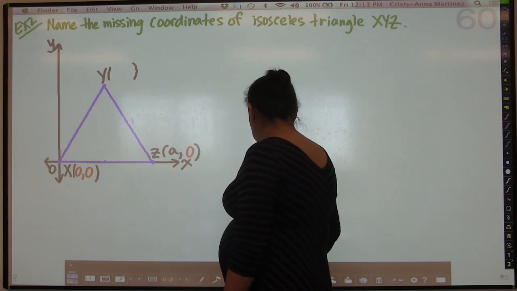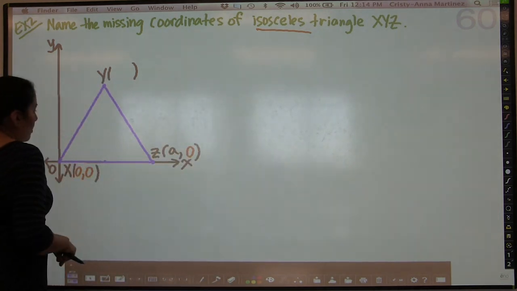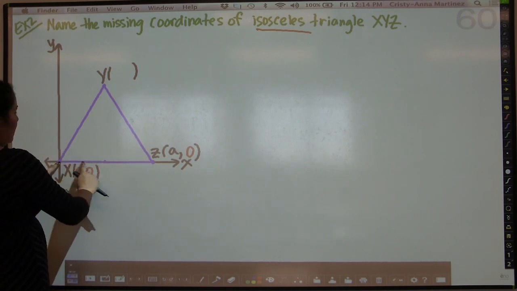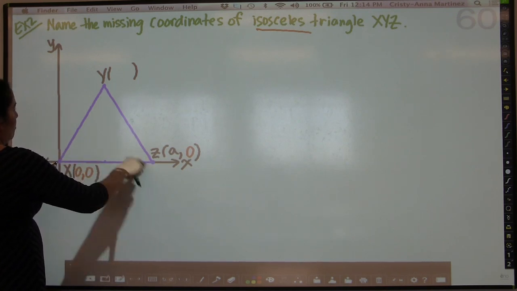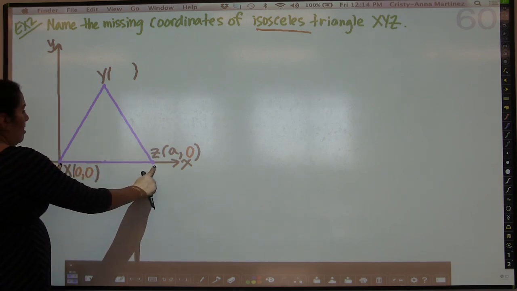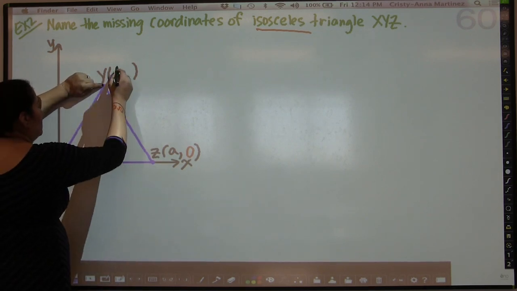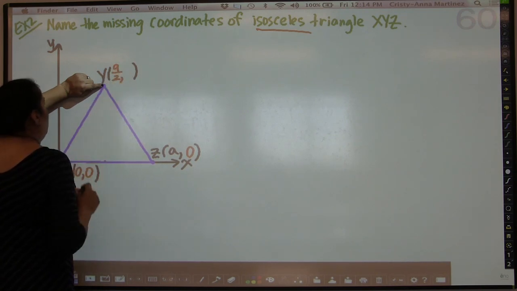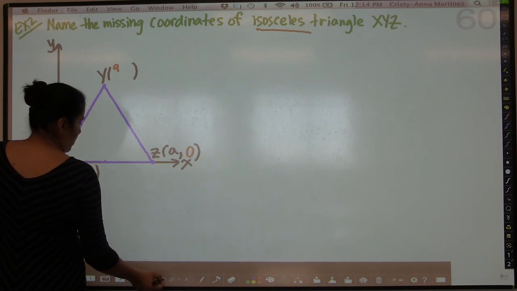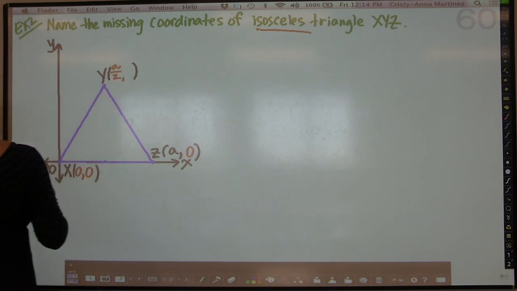Okay, now what they told us in the problem is that it's an isosceles triangle. So if it's an isosceles triangle, that means that these two legs are the same, and this leg here is A, so this point has to be in the middle. So if this whole segment is A, then the middle, which is the x coordinate of Y, is going to be A divided by 2. I hope that makes sense. That's not a 9, okay? It's an A. Maybe I can write that a little bit better. It looks like a little 9, but it's A divided by 2.